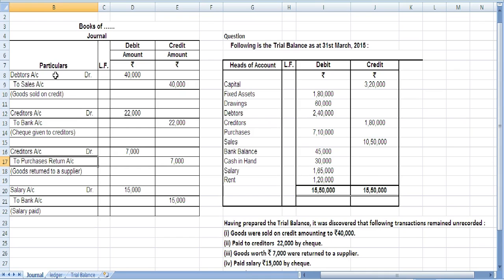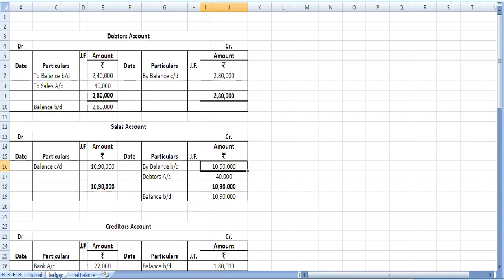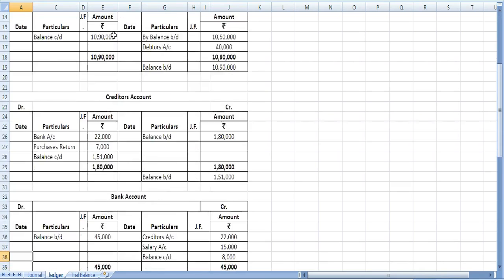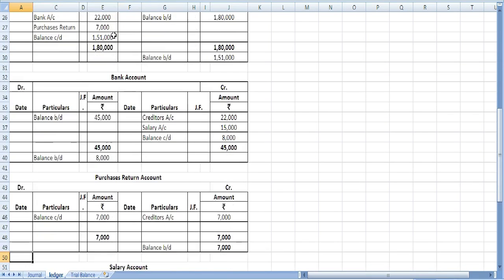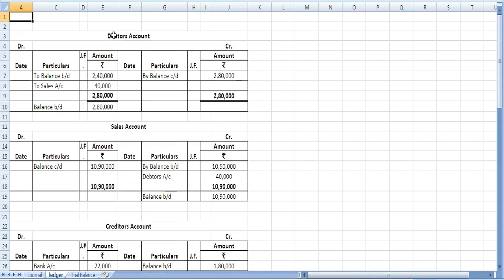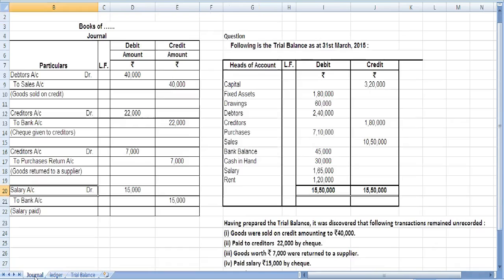Now for the ledger we have to make one for each account: debtors, sales, creditors, bank, purchase return, salary. So here I have already made the ledger: debtors account, sales account, creditors account, bank account, purchase return account, and salary account. So let us start posting into the ledger.